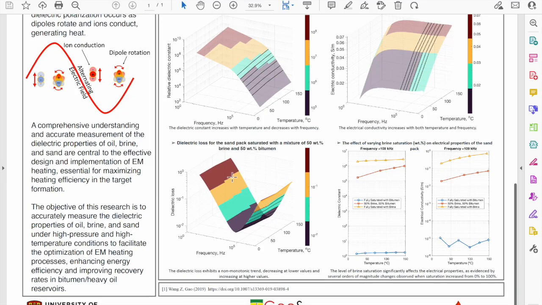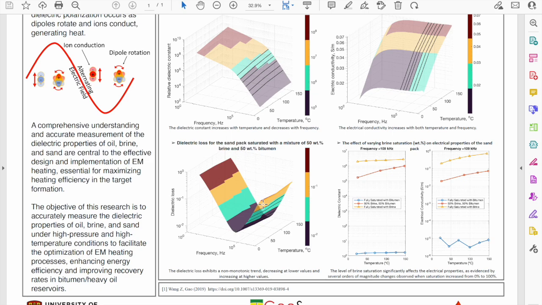This figure shows the trend of dielectric loss as a function of frequency and temperature. At low frequencies, dielectric loss decreases as frequency increases due to diminishing effectiveness of polarization mechanisms such as electrode polarization and interfacial polarization. However, beyond a certain characteristic frequency, the trend reverses and dielectric loss begins to increase.